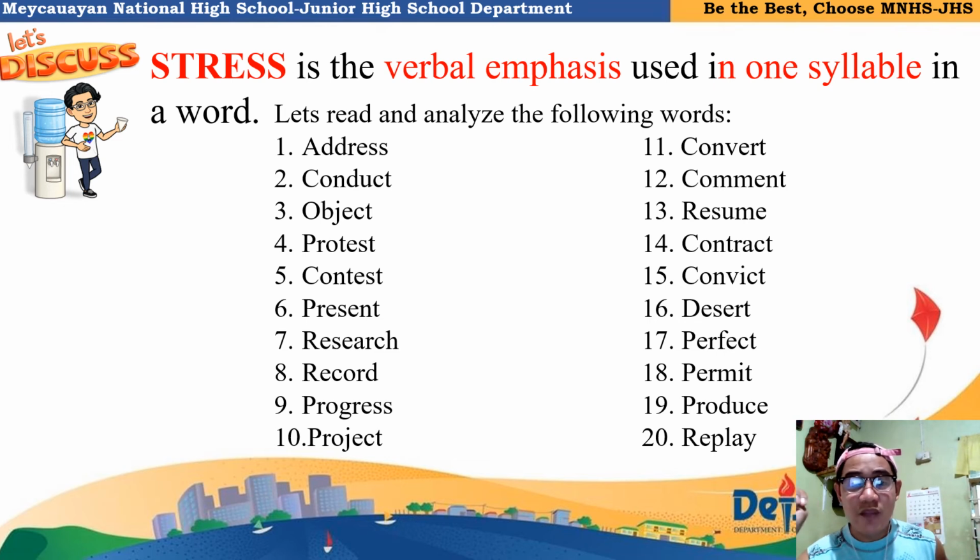Okay, number four, we have protest, protest. Number five, present, present. Number six, or number seven, research, research. So there's a slight difference in terms of sound. Okay, so you have to be very careful in analyzing.